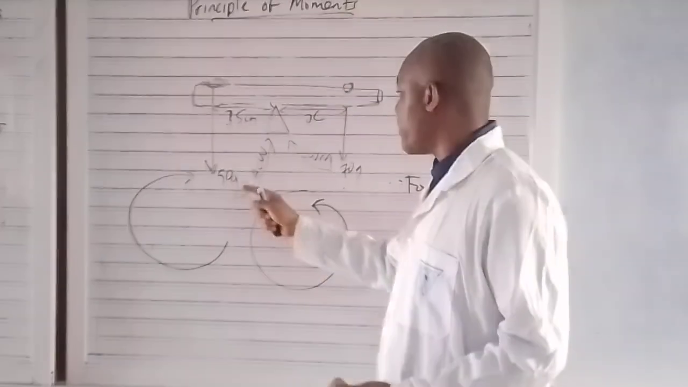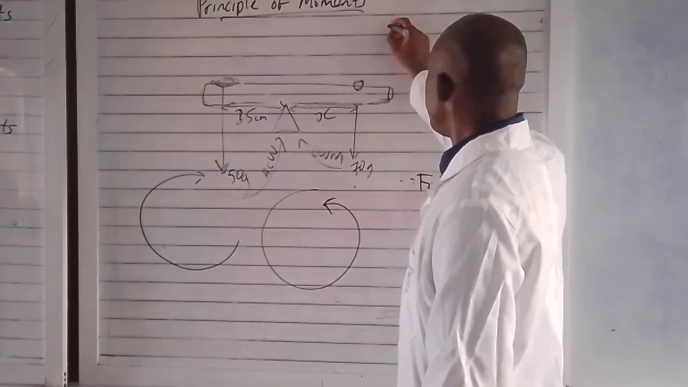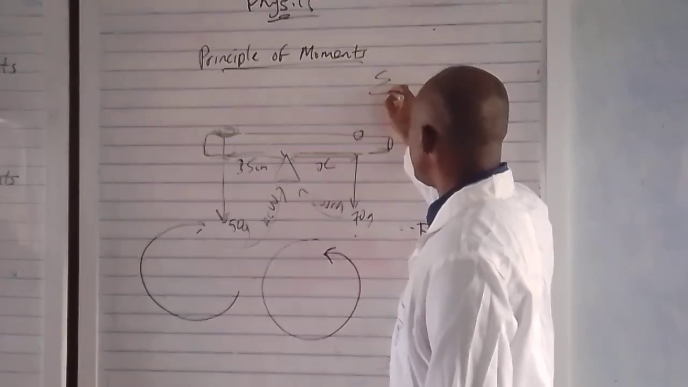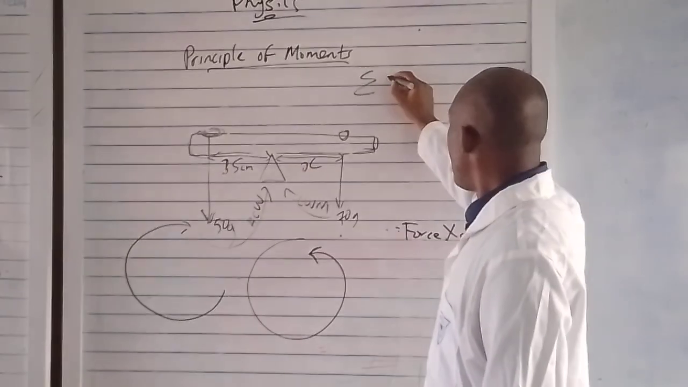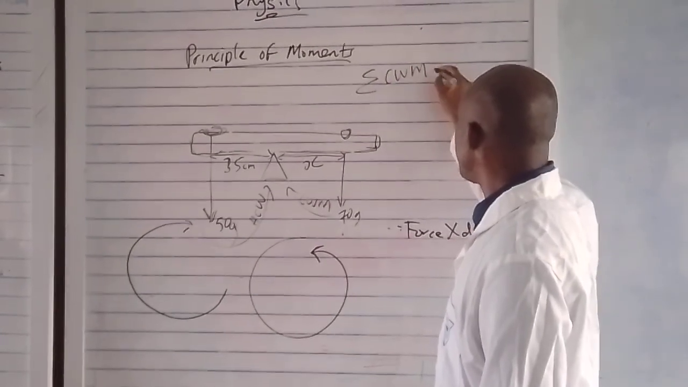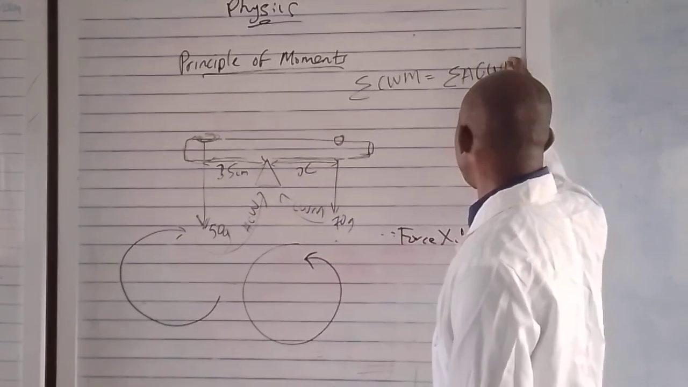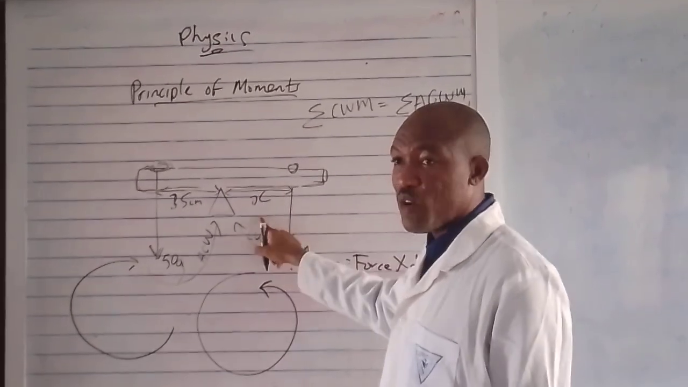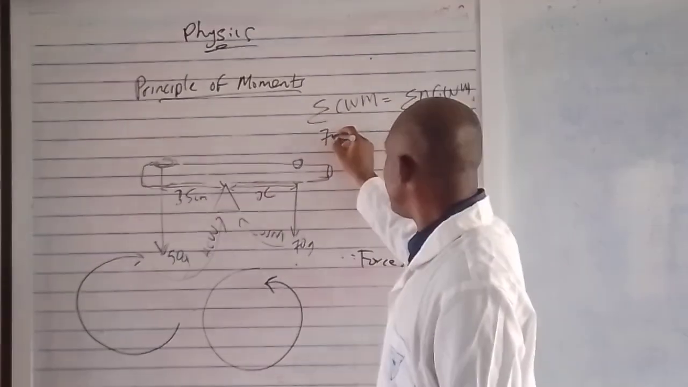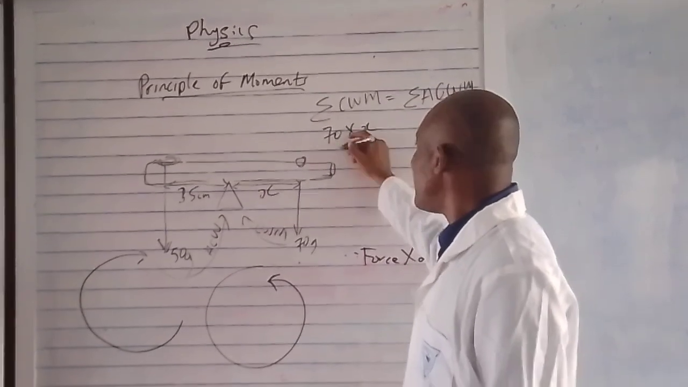So let's calculate the values, because according to the law of moments, the sum, this is the symbol for summation, you know this already from mathematics, the sum of clockwise moments is equal to the sum of anti-clockwise moments. So my clockwise moment is what? 70 times x. Mind you, this 70 is in grams.